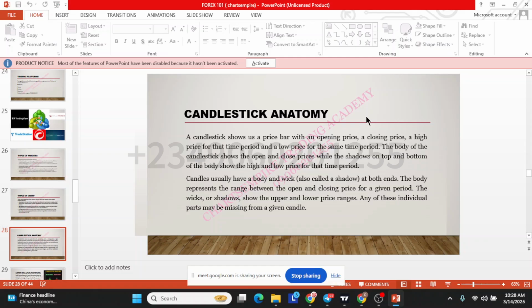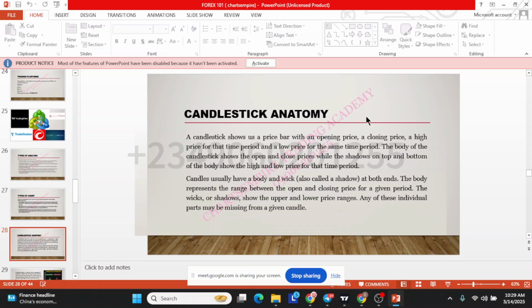A candlestick shows us a price bar with an opening price, a closing price, a high price for that time period, and a low price for the same time period. The body of the candlestick shows the open and close prices, while the shadows on top and bottom of the body show the high and low price for that time period.